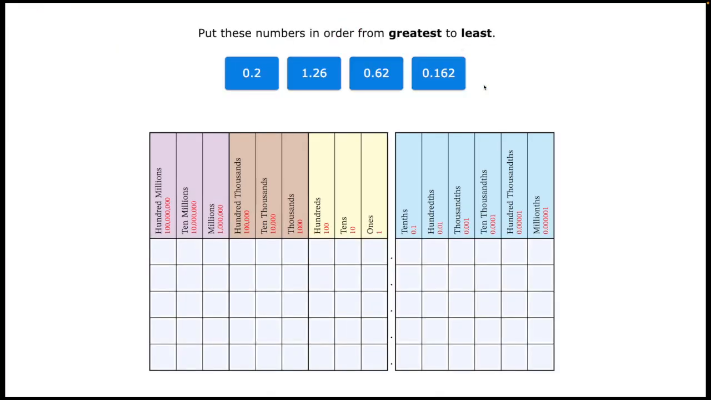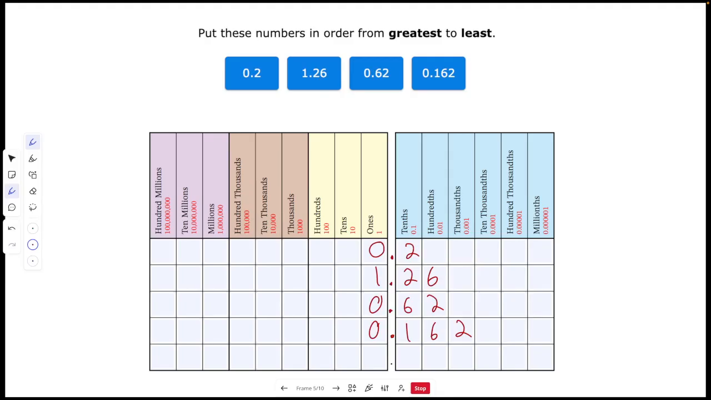Okay, let's take a look at another problem here. This one's a little bit different. Maybe you notice that for this problem, the decimals are not all the same length. So let's put these in our chart and see what happens. Okay, here are our numbers in the chart.